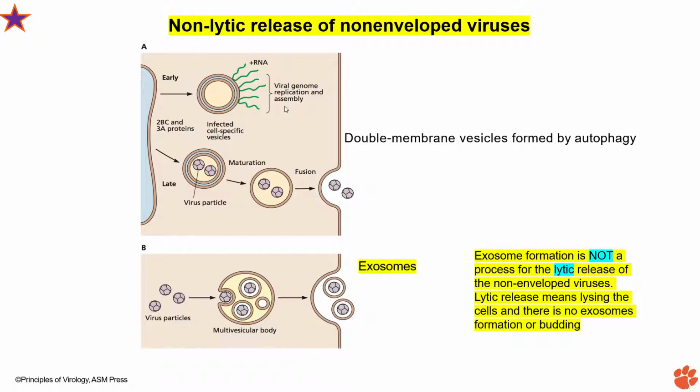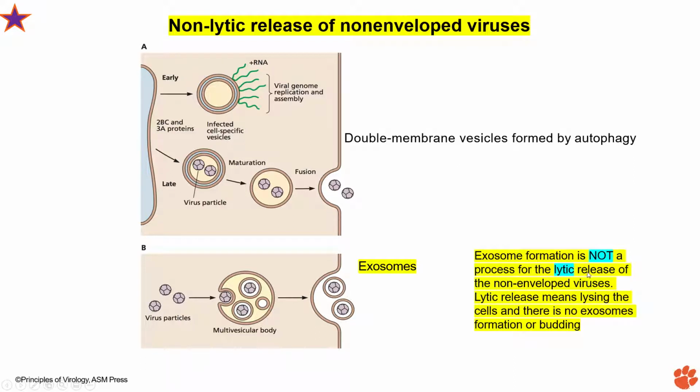All right. So after that, we are looking at one of the questions. The topic is non-lytic release of non-enveloped viruses. So the viruses are not enveloped and non-lytic. That means that they are budding out of the cells like exosomes or through vesicles. In this case, you can see right here that these exosomes are envelopes around the non-enveloped virus, and this is not considered as an envelope.